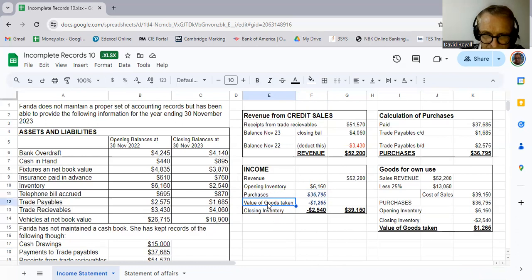Now, we have to take away, this was something also dealt with in the last two examples of incomplete records, where if the owner of the business helps themselves to the goods, so they're entitled to it, it's their business, providing it's accounted for, but we mustn't include it in the income because it's actually drawings. So what have we got? We've got to work on it.